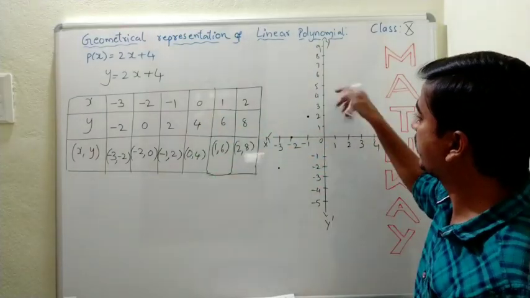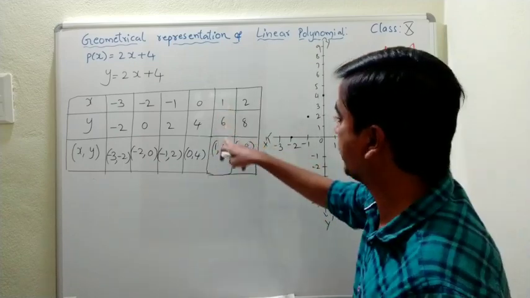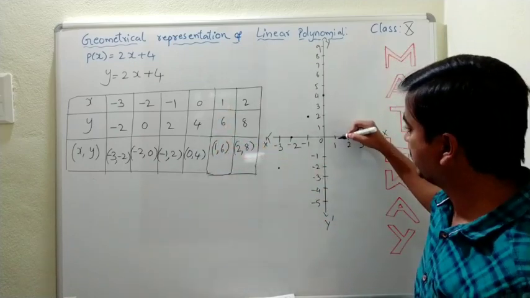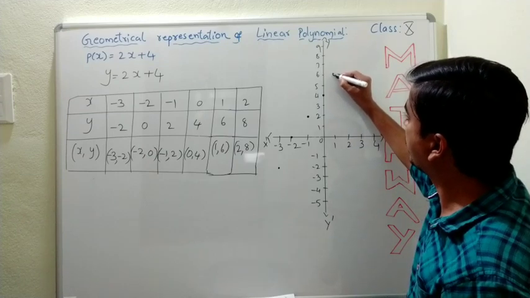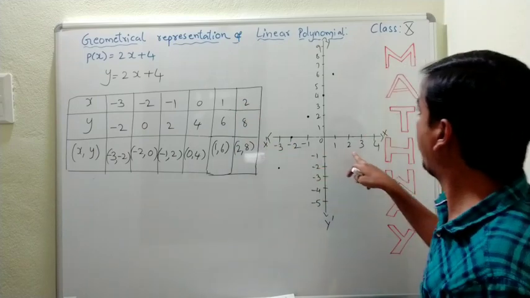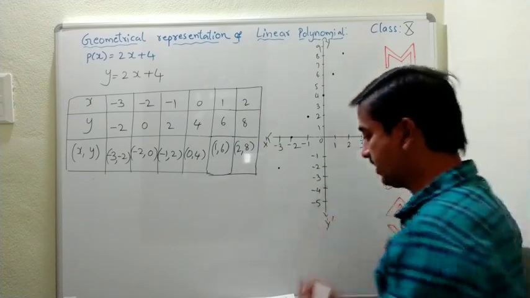X coordinate is 0 and the y coordinate is 4. So here 0 comma 4 and 1 comma 6. X coordinate is 1 and the y coordinate is 6. So here we can get 1 comma 6. Then 2 comma 8. So in the graph paper you will get exact values.